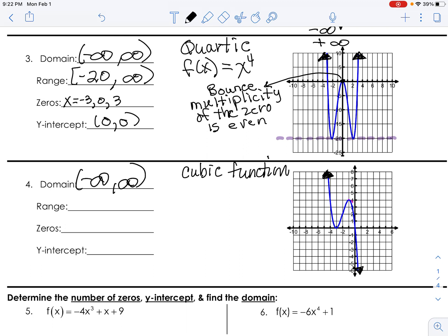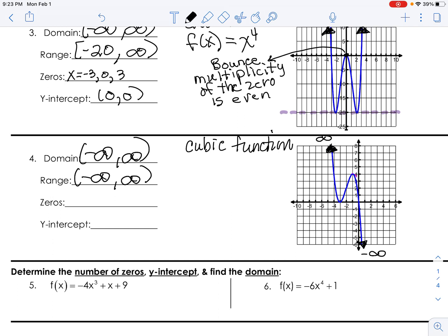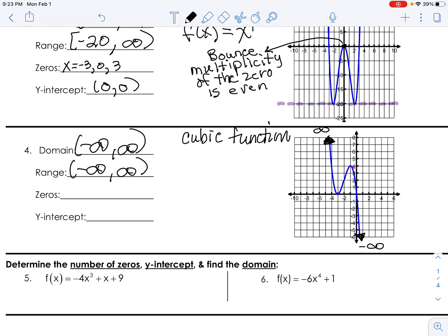All right, our domain, -infinity to +infinity. Our range, well, let's look at the ends of the graph. They're both going in opposite directions. Okay, so this one is pointing towards +infinity, and this one is pointing towards -infinity. So my range, -infinity to +infinity. And I'm just reminding you that we never put brackets around infinity. Zeros. So I'm going to go ahead and let you put in Edpuzzle what the zeros are for this function. Okay, what are the zeros? And you can type it as x equals.